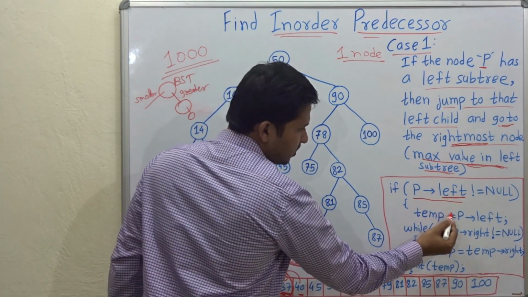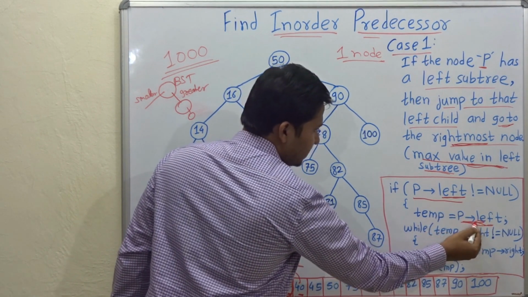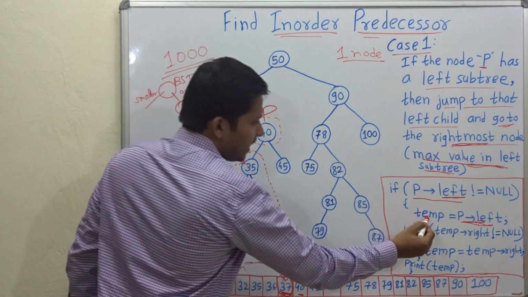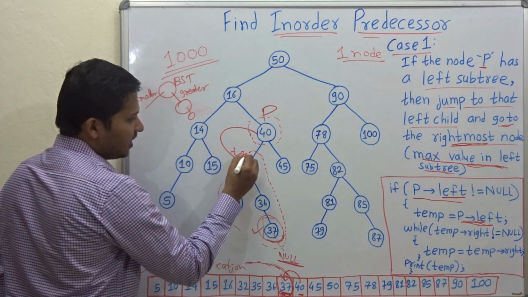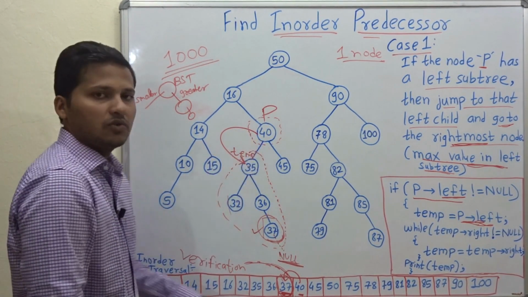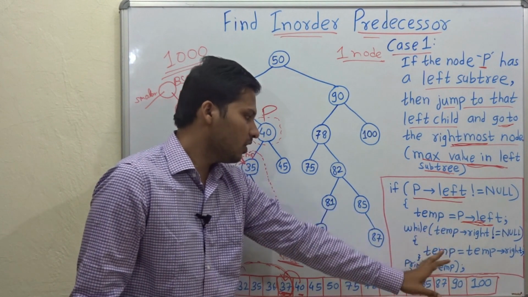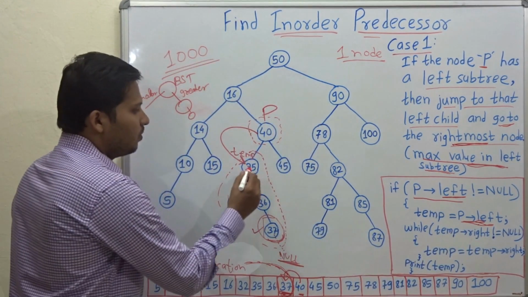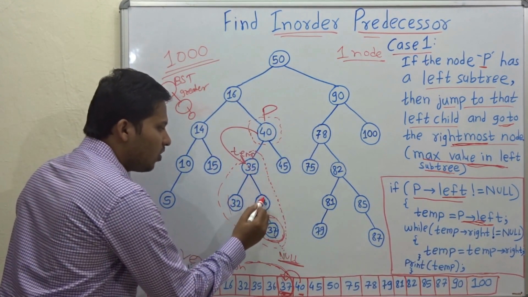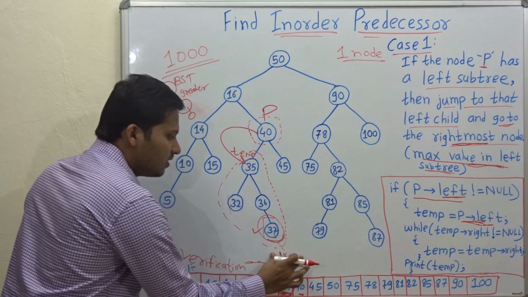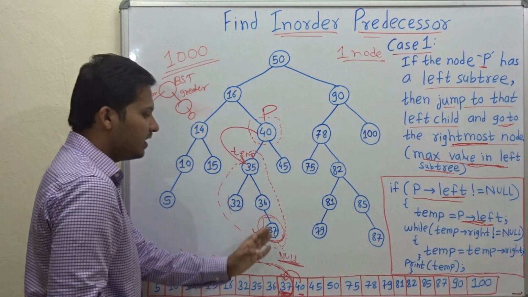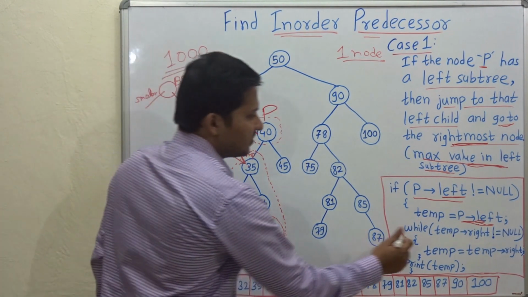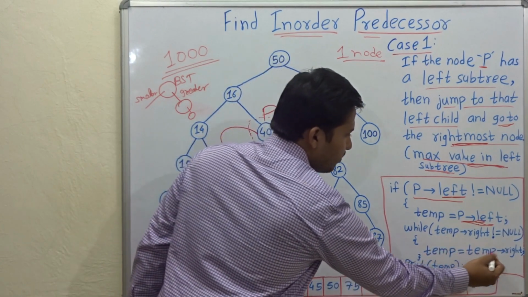Now we jump to the left child. So that is written here. See, from p we jump to the left child, means temp will point to the left child of p. Okay, so this is that jump. Now while temp points right is not equal to null, means we have to go to the right child of each node till we get null. And when the right child of the node is null, we have to stop. That is written here. See, temp equal to temp points right.